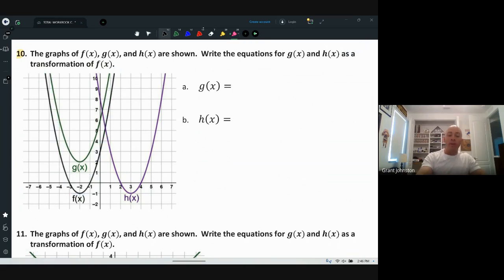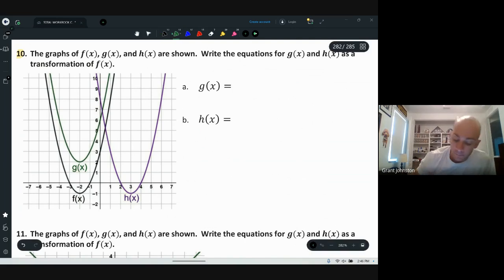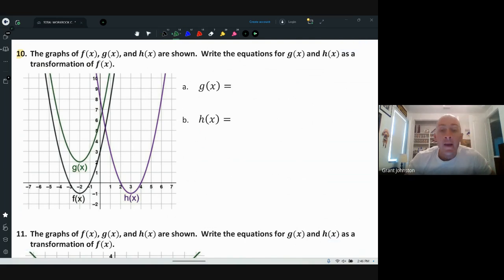So if I'm trying to write g of x as a transformation of f of x, if you look at g of x, it looks like it's been shifted up, right? It looks like it's been shifted up comparatively to f of x. Well, how much is it shifted up? You just count. It looks like to me 1, 2, 3. It's been shifted up 3. So g of x is f of x plus 3.